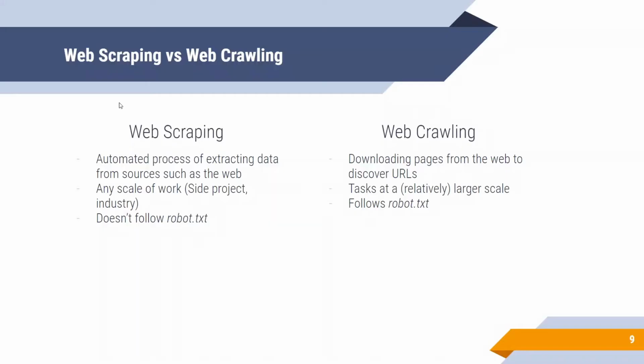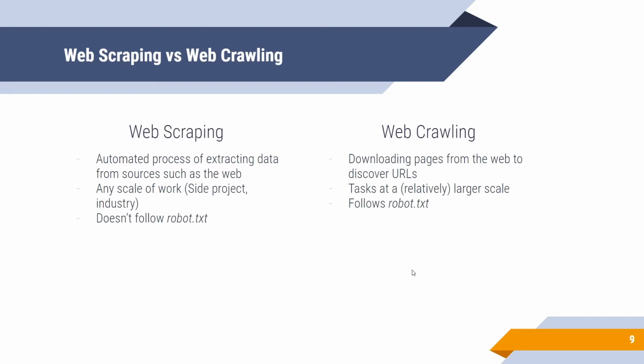Now, you often hear about web scraping or web crawling. They're not the same thing, so let's talk about the differences. Web scraping is the automated process of extracting data from sources such as the web. Web crawling is when you download the pages from the web to discover URLs. Some websites might have hidden routes that we want to discover, and that's done through web crawling. Web scraping can be done at any scale, so it could be a side project, or it can be industry-based. Web scraping doesn't follow something called robots.txt, but with web crawling, the robot performing the crawling has to follow robots.txt.